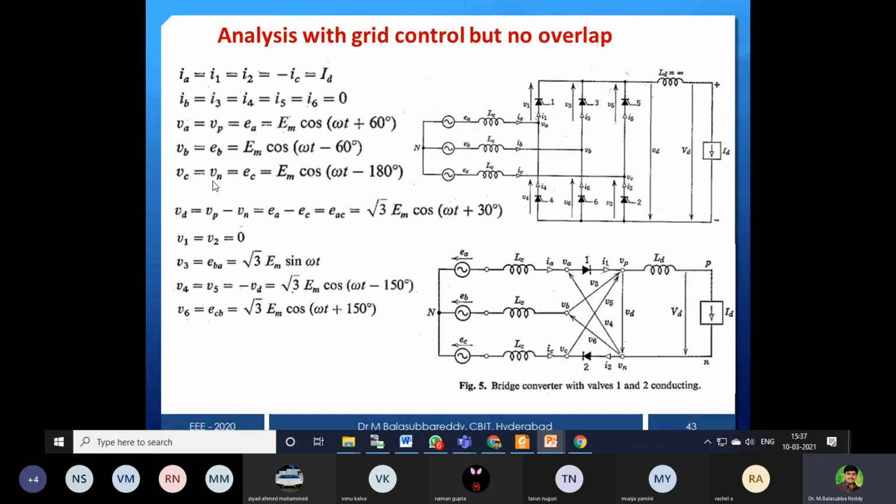Now before going to that, if no overlap takes place, how to find the valve voltages, then each phase current, then voltages and output voltage, that is VD and ID. All these things you can easily obtain if you know simply that two valves are conducting. So here I have shown you two valves, 1 and 2. If valves 1 and 2 are conducting, then we can observe here.